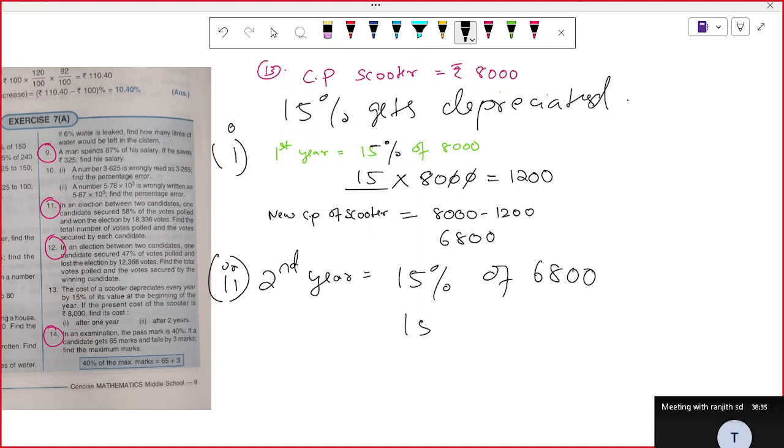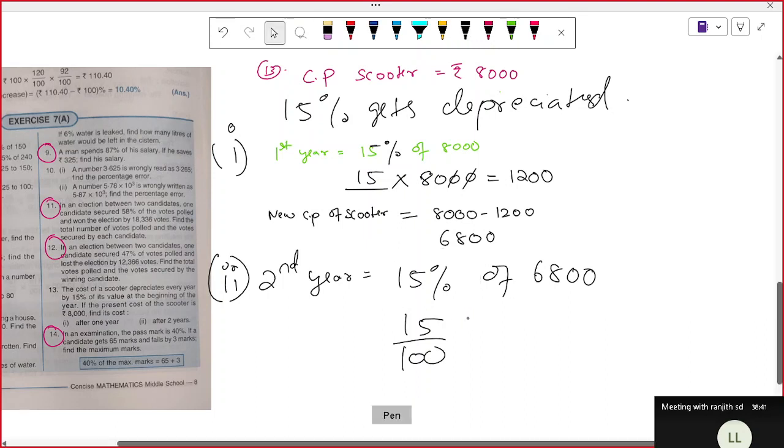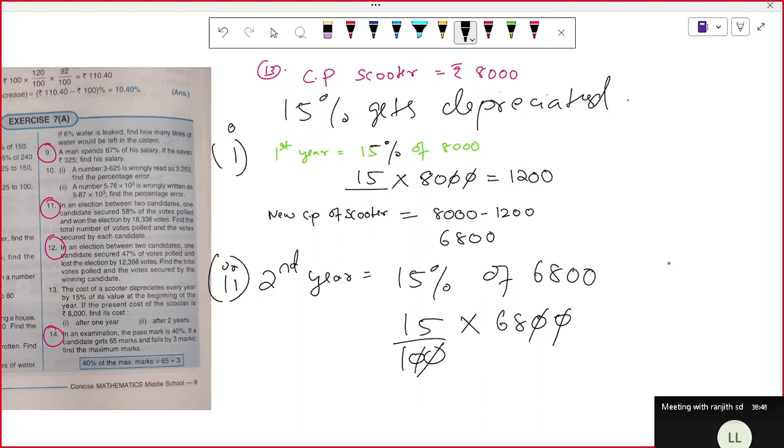15 by 100 into 6,800. The percentage is given; we don't know the rupee value, that we have to find. 15 by 100 into 6,800. Reduce the zeros. How much is 15 into 68? 1,020. Okay, 1,020.